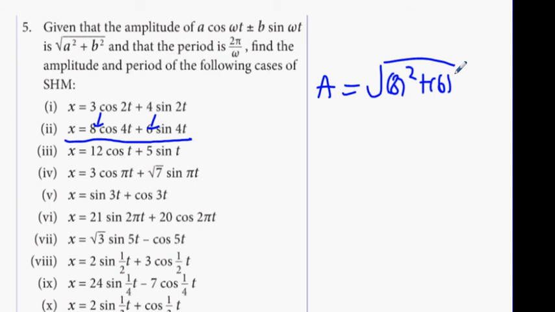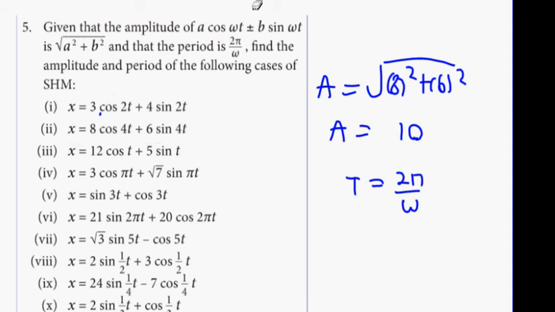The period for the new one, period is always 2 pi over omega. In every case here, the omegas are always the same. You don't get two different omegas. 2 and 2, 4 and 4, 5 and 5, a half and a half. The omega values are always the same for both the sine and the cos function. Therefore, your period will be 2 pi over 4, which is the same thing as pi over 2. Is that alright? Okay.